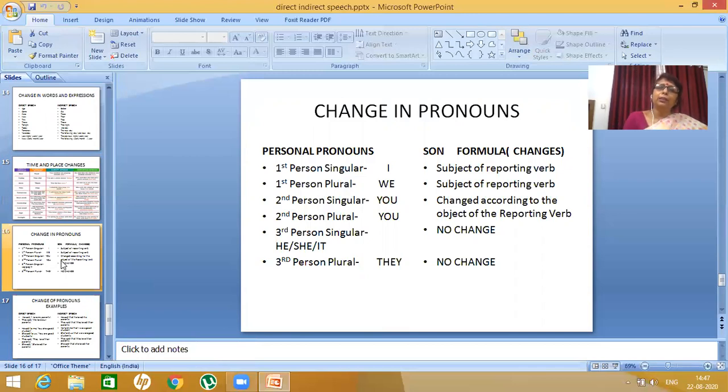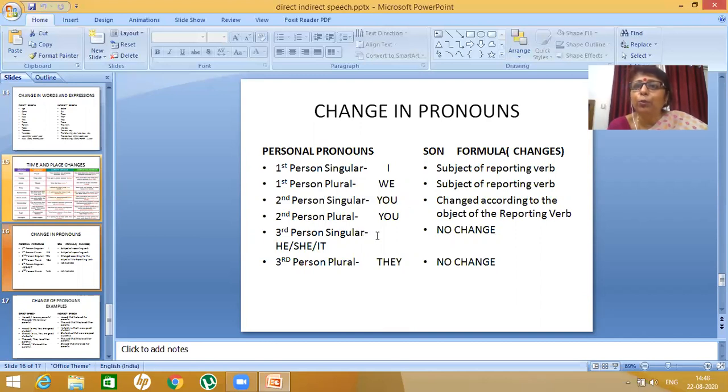Now, what will be the changes in the personal pronouns? You can see the first person. Why the sun formula? I'll tell you. The personal pronoun changes to the subject of the reporting verb. I told you the first part before the comma is the reporting verb, and the second part is the reported speech. You can see in the indirect speech, the I changes according to the subject of the reporting verb, and again the first person plural we also changes according to the subject of the reporting verb.